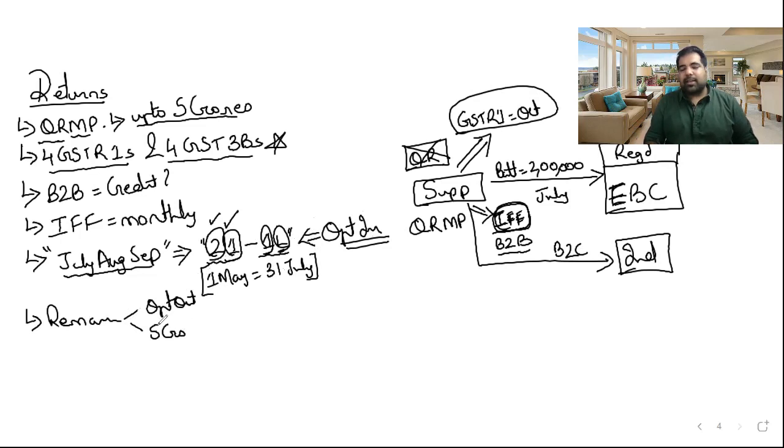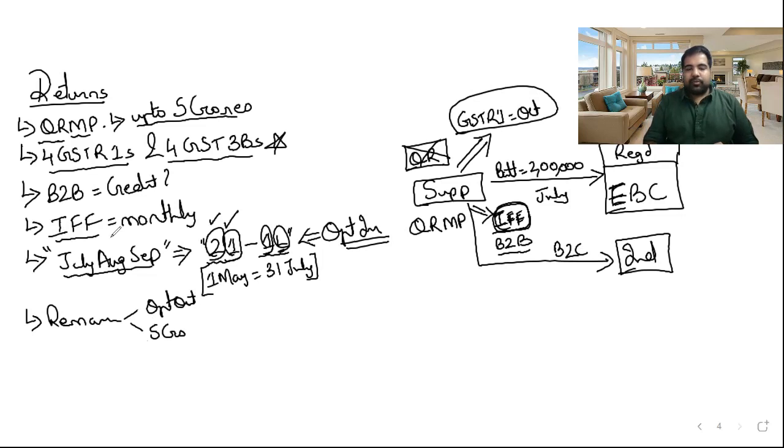Same as the composition scheme. The moment you cross 1.5 crore or 75 lakhs, as the case may be, you're out of the scheme. Same way, the moment you cross 5 crore, from the next month you're out of the scheme. You have to do monthly. So if you're big, you need to do monthly. If you're small, then you can do QRMP.